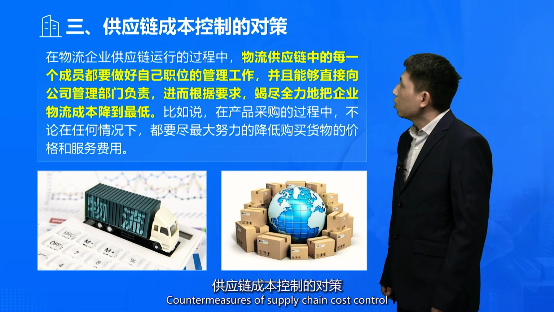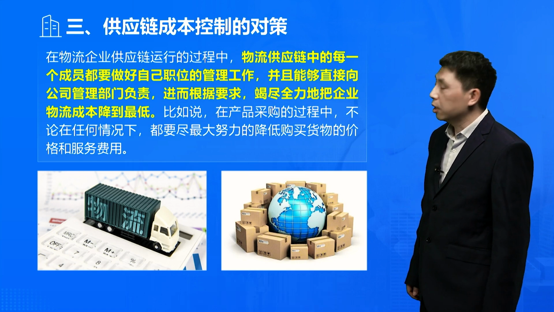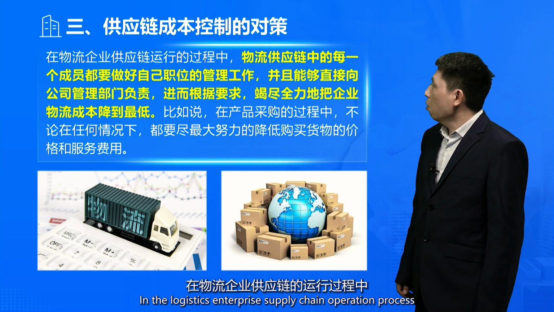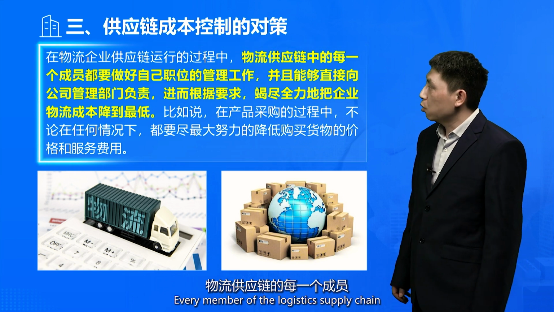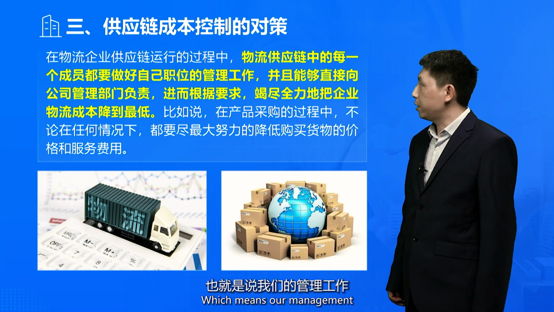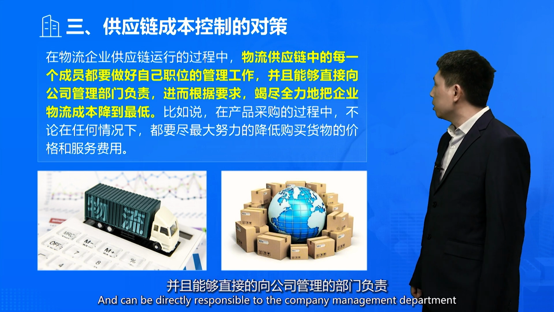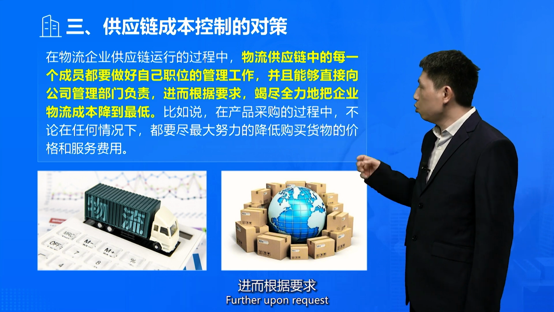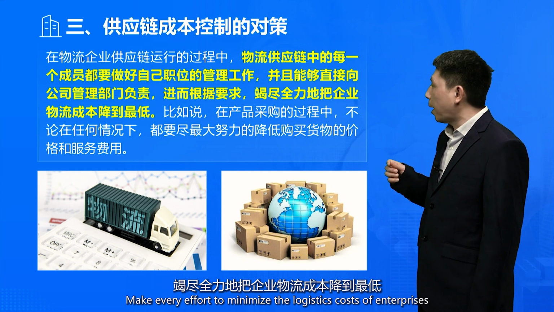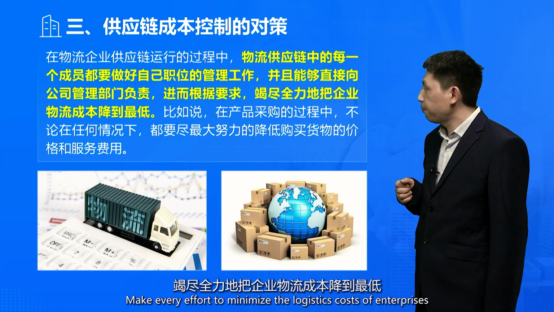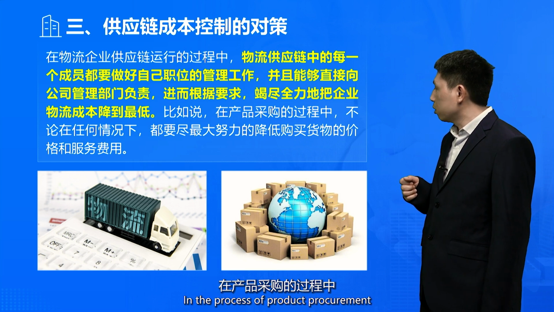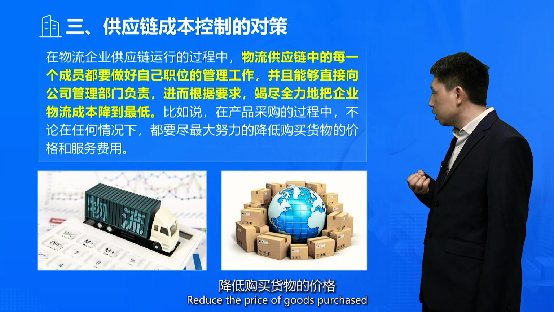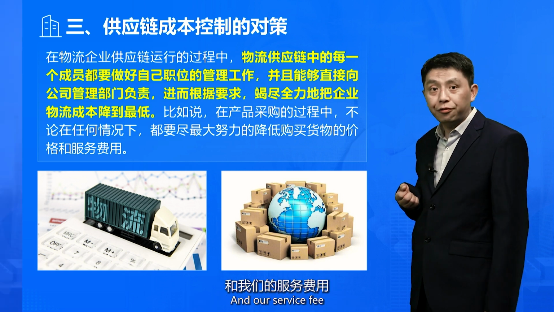Now let's look at countermeasures of supply chain cost control. In the logistics enterprise supply chain operation process, every member of the logistics supply chain has to do their job, which means our management can be directly responsible to the company management department. Further, upon request, make every effort to minimize the logistics costs of enterprises. For example, in the process of product procurement, no matter what the circumstances, do your best to reduce the price of goods purchased and our service fee.